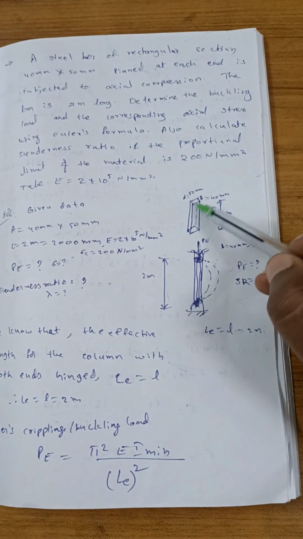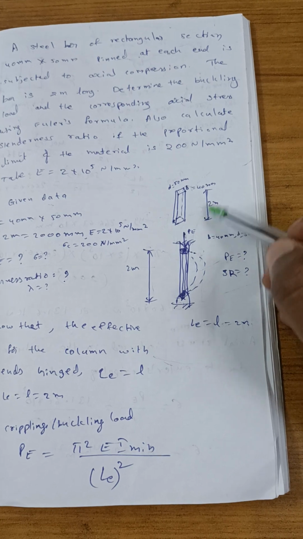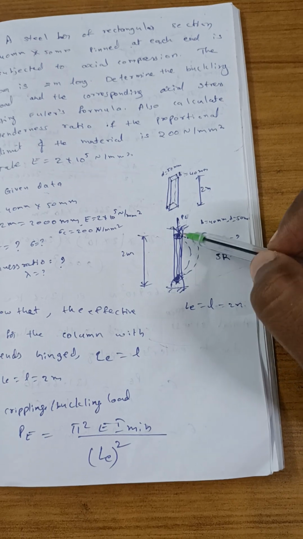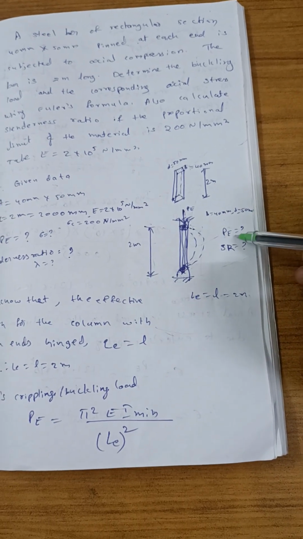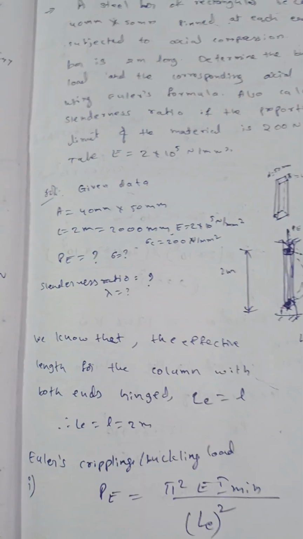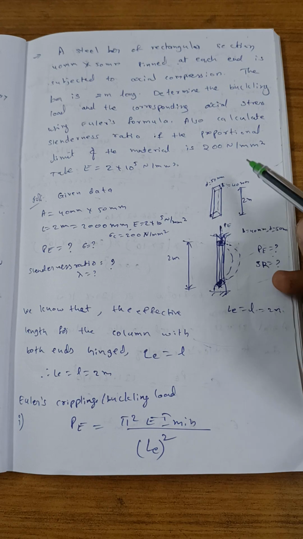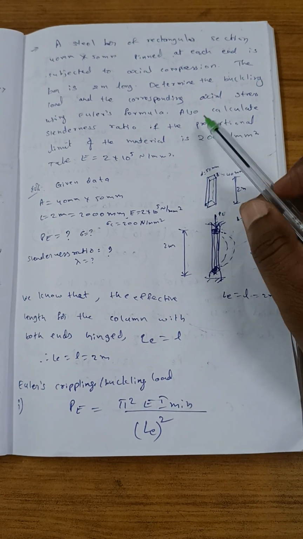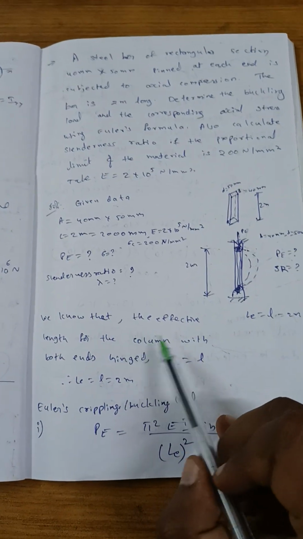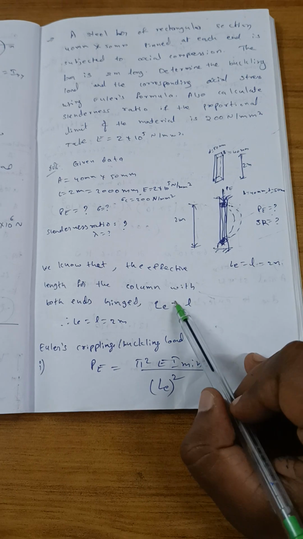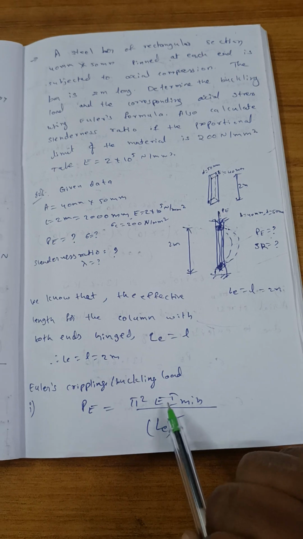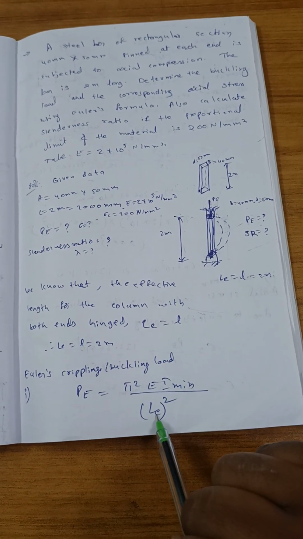Now the cross section dimensions are given, the length is given, and both ends are hinged, so the effective length is equal to the original length. Now we need to find PE, Euler's buckling load, the corresponding axial compressive stress, and lambda. For this case Le equals L, so this is the crippling buckling load formula, Euler's buckling load formula. All these values we know.